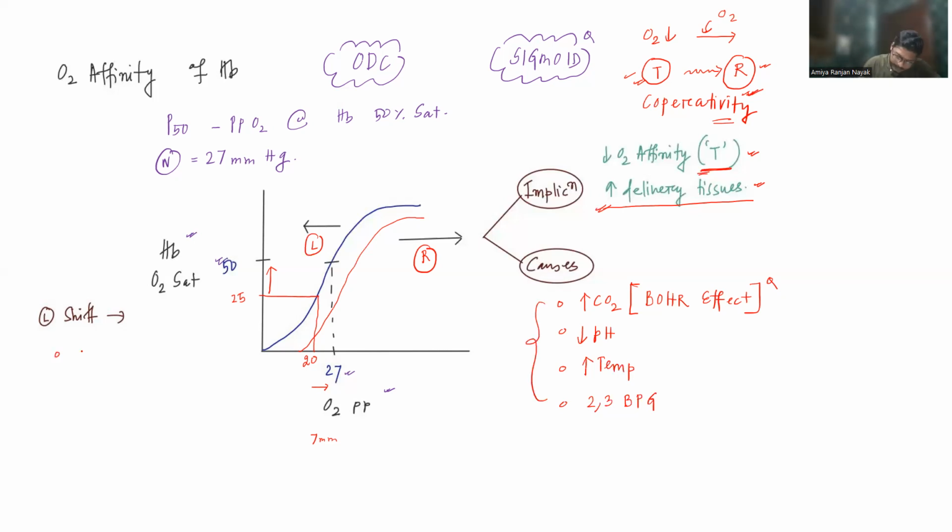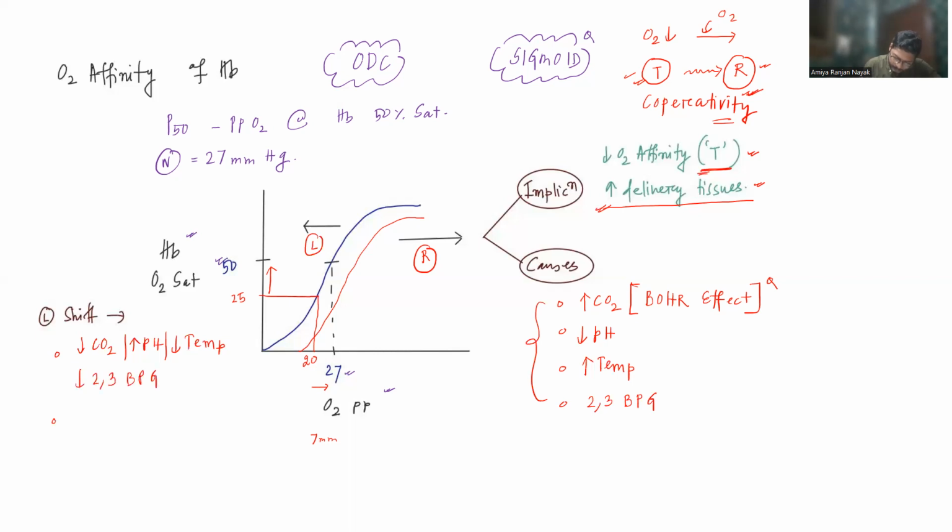So whenever there is decreased CO2, or whenever there is increased pH, or whenever there is decreased temperature, all these factors can cause leftward shifting of the curve. Also decreased 2,3-BPG. These points you already know.